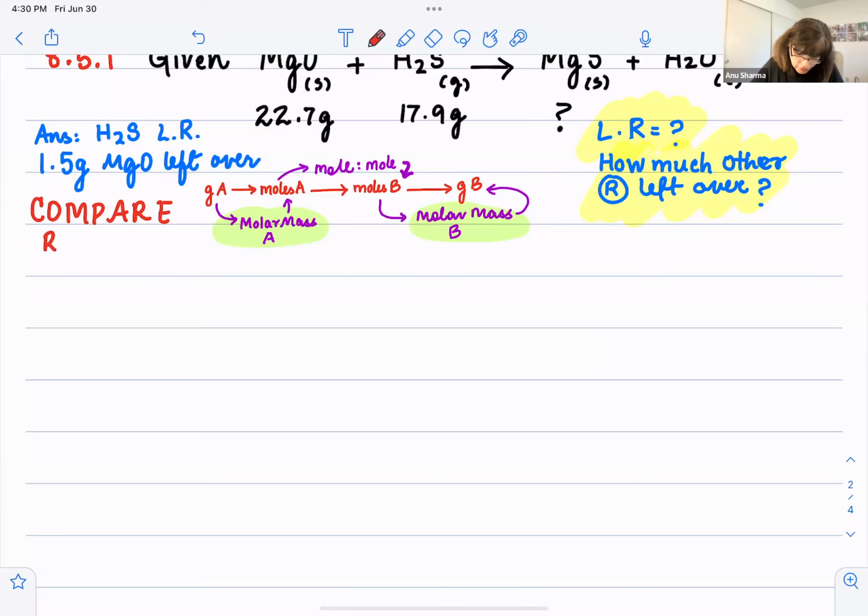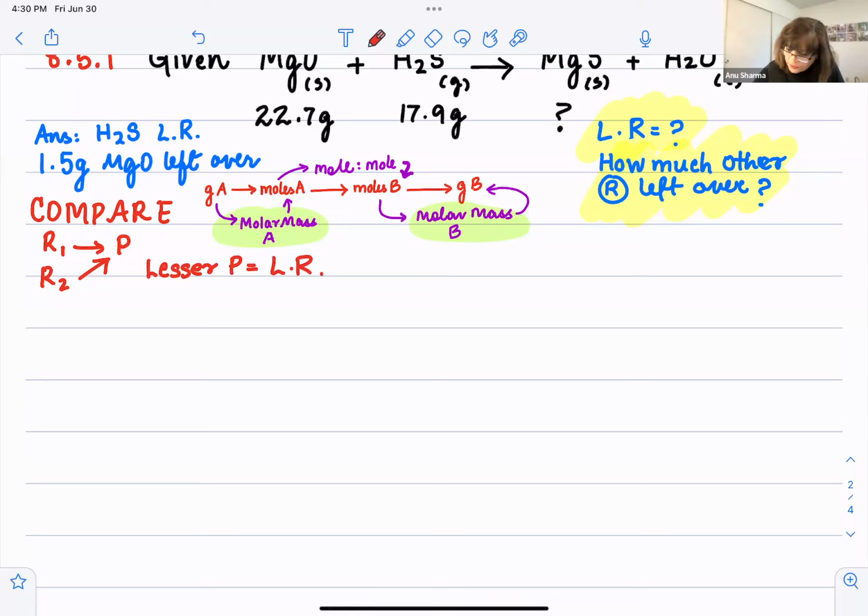Compare reactant 1 and reactant 2. How much of the product is this one going to give? How much of the product is this one going to give? The one that gives you the lesser of the product, that is the limiting reactant.